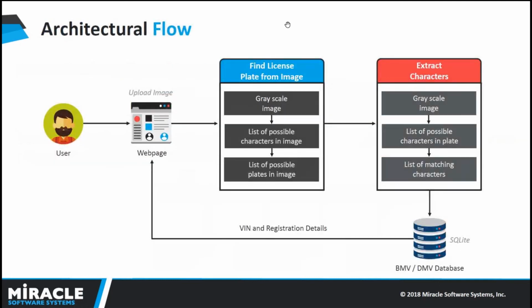Now, architectural flow. When user uploads an image on the web page, then the image goes through all the three steps we specified before, such as pre-processing, license plate localization, and character recognition. After extracting all characters from the plate, it checks the extracted license plate number with the BMV or DMV database. The database we are using here is SQLite database. If a match is found in the database, then the registered owner details are displayed on the web page. The details will be like owner name, car model, model year, and owner address, etc.